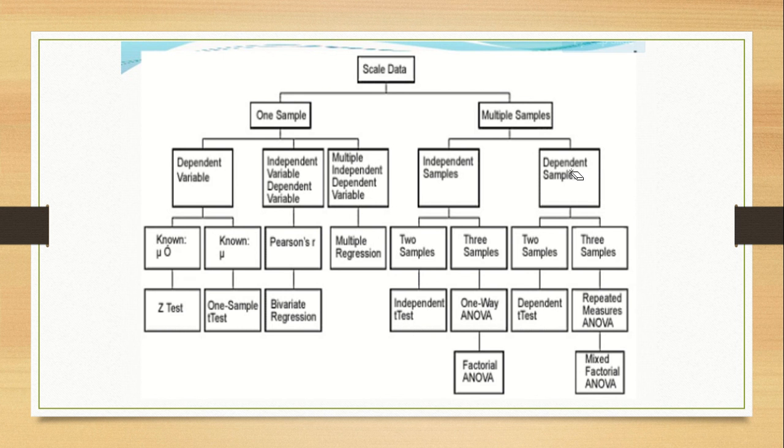And for dependent samples, you also have two options here. For two samples, you use the dependent t-test. Or if there are three samples, you can use the repeated measures ANOVA or mixed factorial ANOVA. Okay, so this is the summary. You have to check now which of these scenarios your study belongs to.